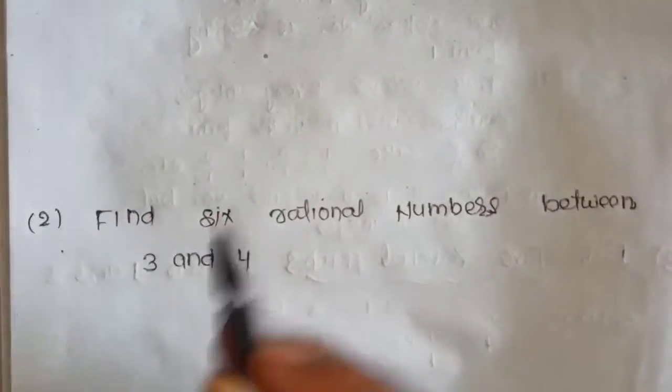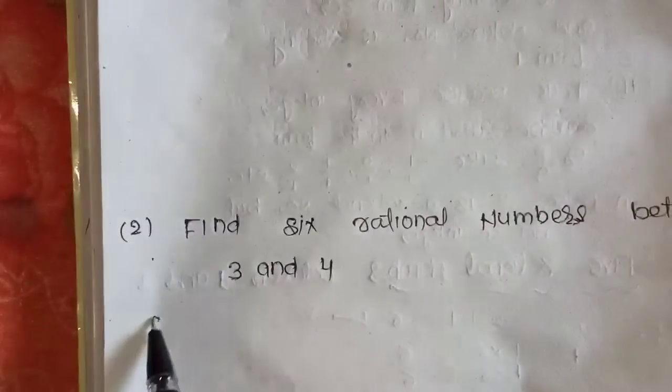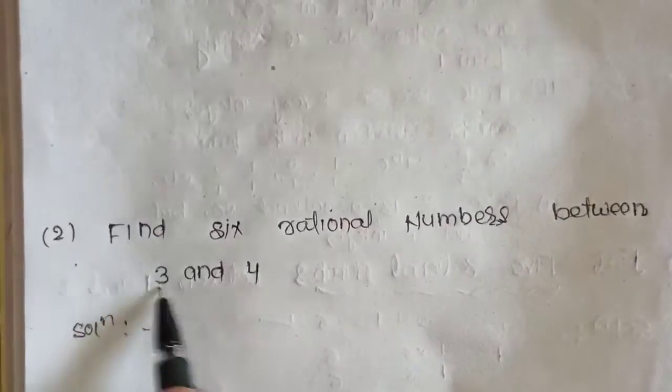Now the question we have: find 6 rational numbers between 3 and 4. Okay, let's start the solution of this question. I have to find 6 rational numbers between these numbers.